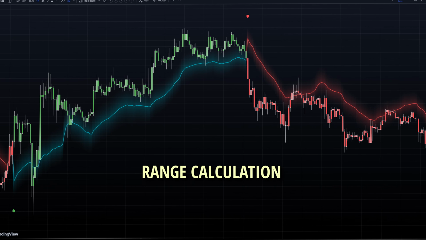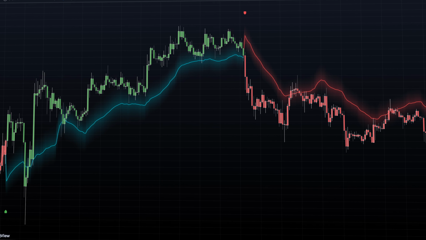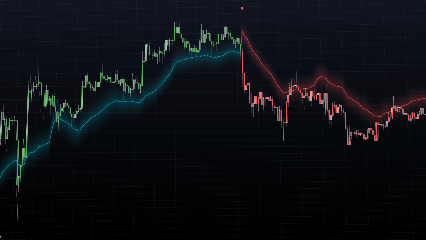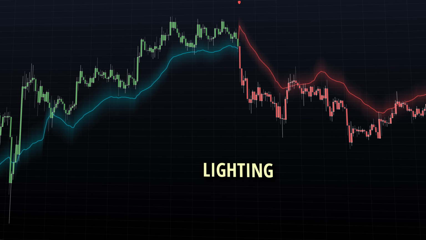With its dynamic range calculation, the RMI Trend Sniper adapts to different market conditions, filtering out noise and highlighting significant trend changes.